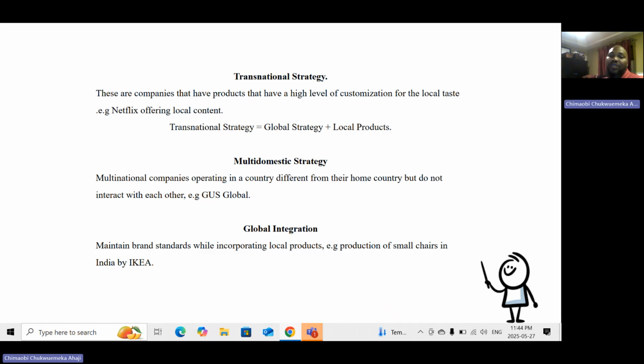We also learned what global integration is. This is when a brand maintains its brand value and also incorporates some content of the local community, such as IKEA when they went about making little chairs in India.